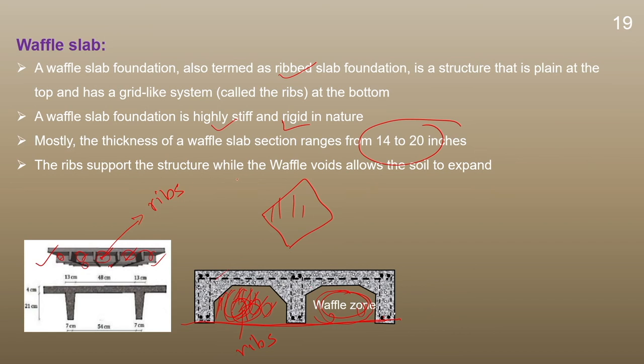The rib supports the structure while the waffle voids allow the soil to expand. So these ribs take the structure load, whereas this waffle zone allows soil to expand within this zone. This is known as the waffle zone, and this is generally provided on the ground surface or maybe just a few feet below the ground surface.